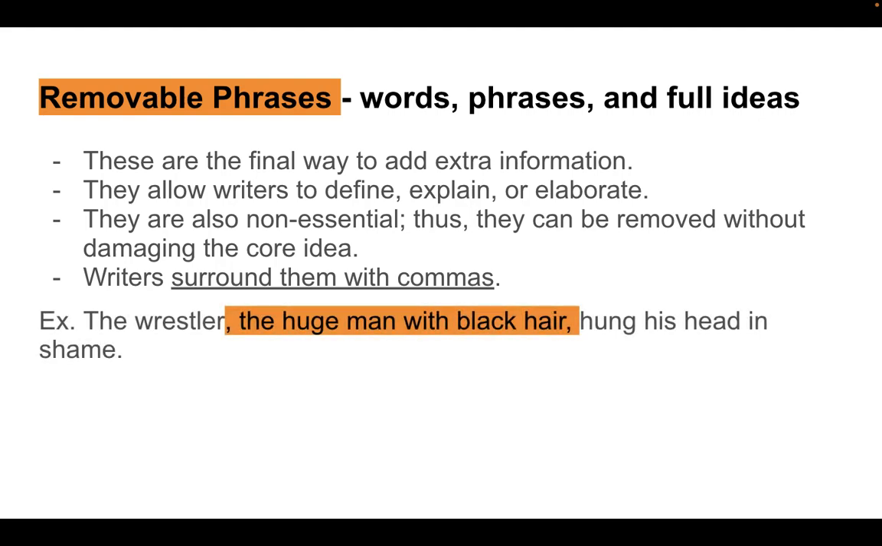The wrestler, comma, the huge man with black hair, comma, hung his head in shame. So we could pop it right out of there and our sentence would be perfectly fine. It totally makes sense, right? The wrestler hung his head in shame. So essentially we're adding the removable in there as a tool to give increased description before we get to the main point, which is that something bad happened and he's kind of downcast.